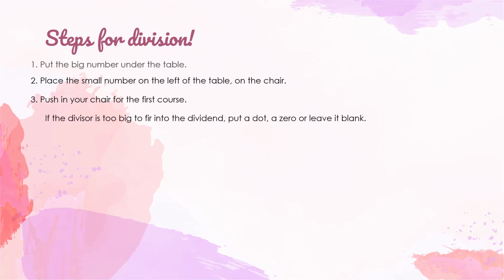If the divisor, so the small number, is too big to fit into the dividend, so the first course, then you're going to put a dot, a 0, or leave it blank. But you're only going to do this for the first number. If this is the case, you're going to carry the first course number over to the next place value column. You cannot just forget it never existed.